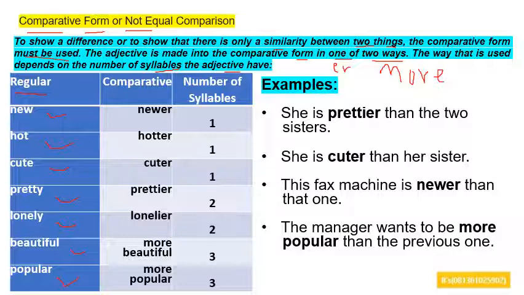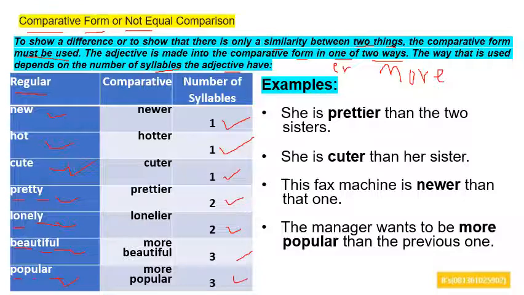Because new is just one syllable. Hot is just one syllable. Cute, when you say cute, it is just one syllable. Pretty is from pre and ty, two syllables. And lonely, also two syllables. Beautiful, three syllables. Popular, three syllables.